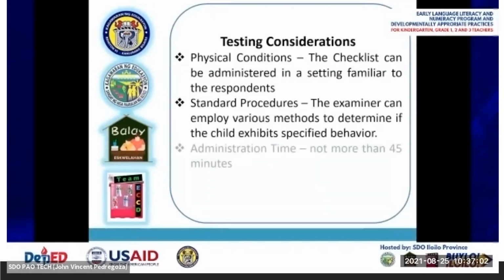Administration time. Each form of the revised ECD checklist should not take more than 45 minutes to administer.